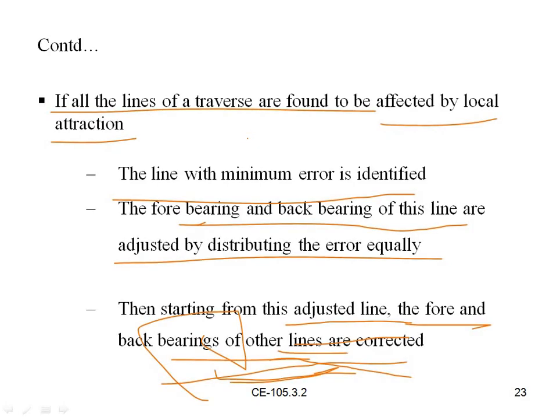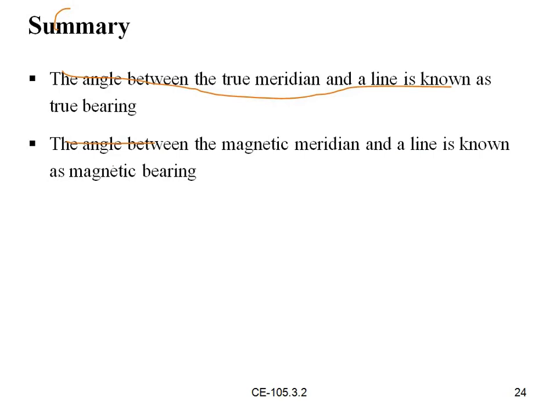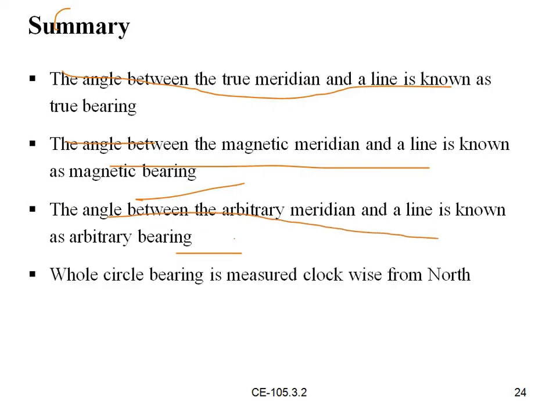So these are the survey lines which will be found to be affected by local attraction. So, in summary, the angle between the true meridian and the line is known as true bearing. The angle between the magnetic meridian and the line is known as magnetic bearing. The angle between the arbitrary meridian and the line is known as arbitrary bearing.